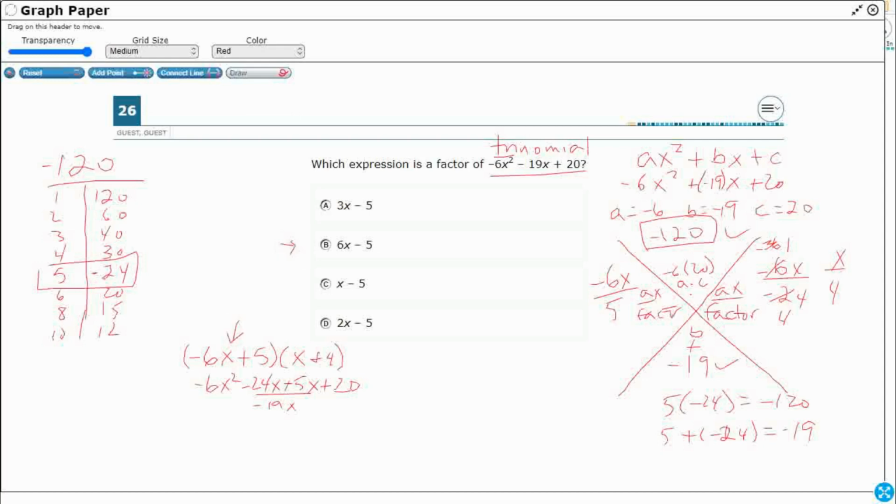Sometimes we might not like having a negative exponent as our leading coefficient. So what happens if I multiply this whole thing, right, by negative 1? Okay? Look what happens to this right here. I end up flipping this to 6x, and then I end up flipping that to negative 5, right? Then I can do the same thing over here. I could do negative x and then minus 4. So our answer here is going to be B.